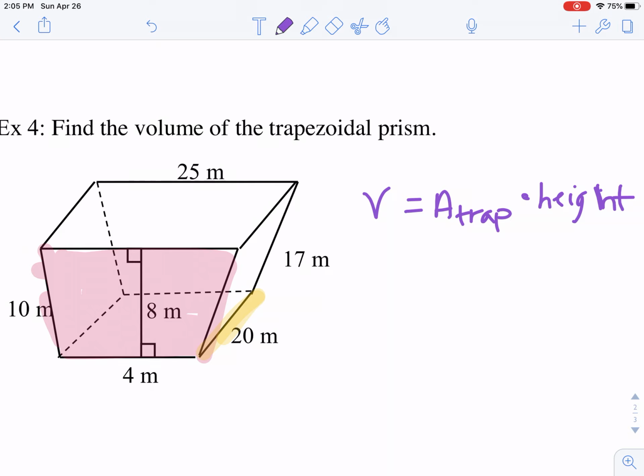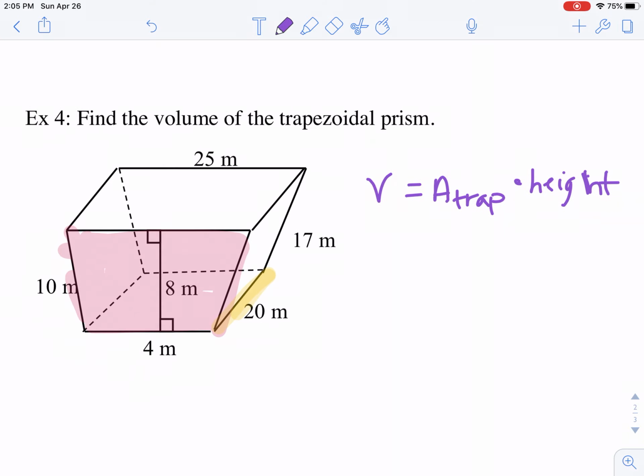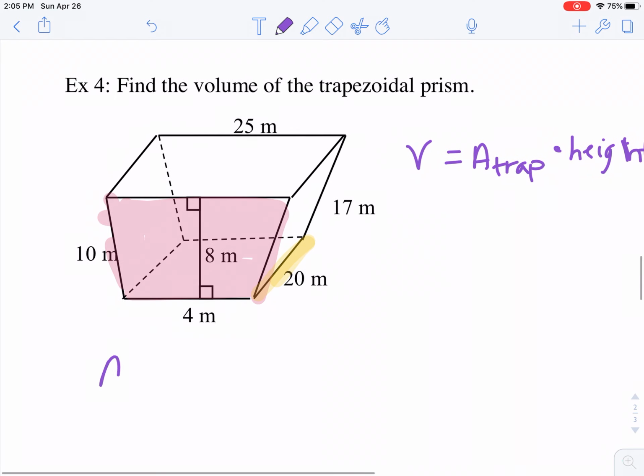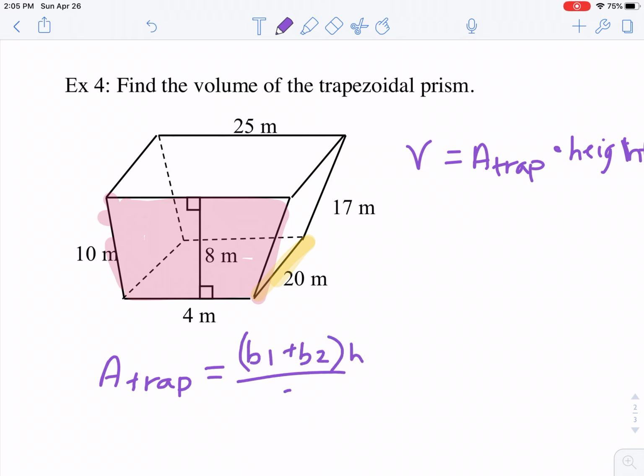Okay, and so taking a look at this, the area of a trapezoid, we know the formula is base 1 plus base 2 times the height over 2. Is this height the same as the height in the volume? Are these two heights the same? They both use the word height, but they're not the same, right? This height in the area of a trapezoid is talking about the perpendicular height of the trapezoid. So that is drawn in for us right here.